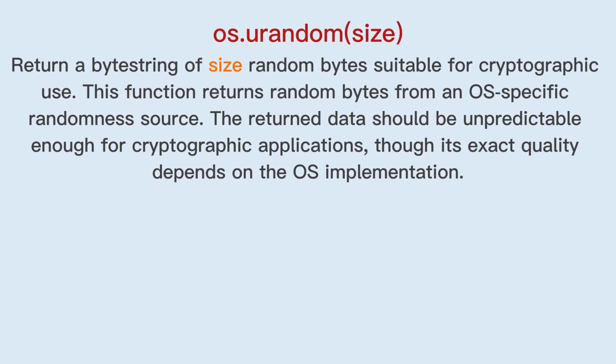os.urandom. Return a byte string of size random bytes suitable for cryptographic use. This function returns random bytes from an OS-specific randomness source. The returned data should be unpredictable enough for cryptographic applications, though its exact quality depends on the OS implementation.